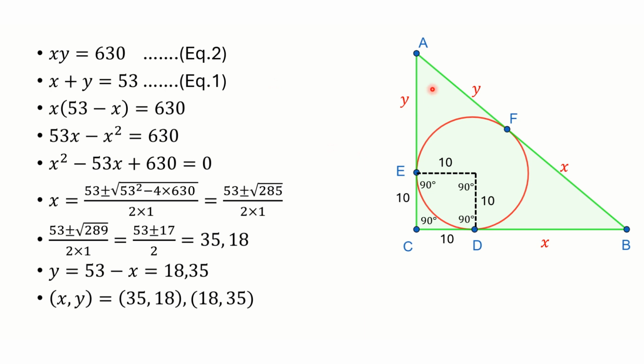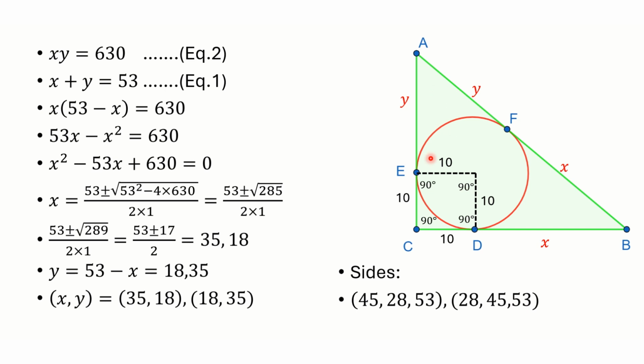Once I know x and y, I can calculate the side lengths. What is AC? This is y plus 10. And what is BC? That is x plus 10. And what is AB? That is x plus y. So we can now calculate the side lengths. This will be 35 plus 10, that is 45, and this will be 18 plus 10, that is 28, and AB will be x plus y, which is 53. So this is one possible answer, and the second possible answer will be 18 plus 10, that is 28, 35 plus 10, that is 45, and the other side will be 53.